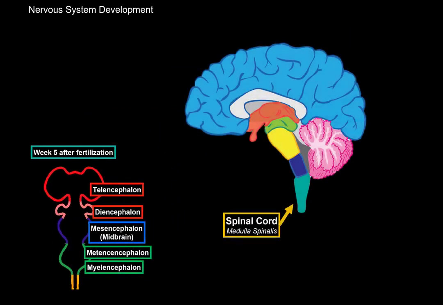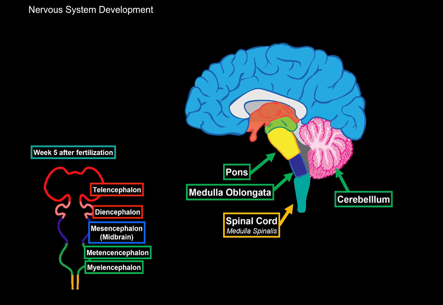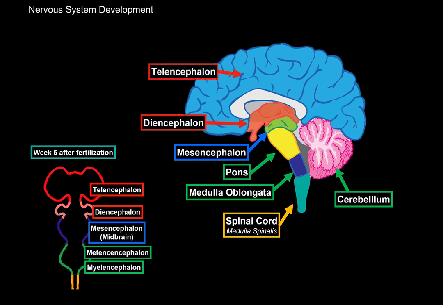The spinal cord is down here, and again the medulla oblongata, pons, and the cerebellum are all formed by the myelencephalon and the metencephalon. The mesencephalon is a synonym for the midbrain, since it doesn't divide. The diencephalon will become all the thalamic structures like the hypothalamus and the thalamus, and the telencephalon is what we refer to as the cerebrum.